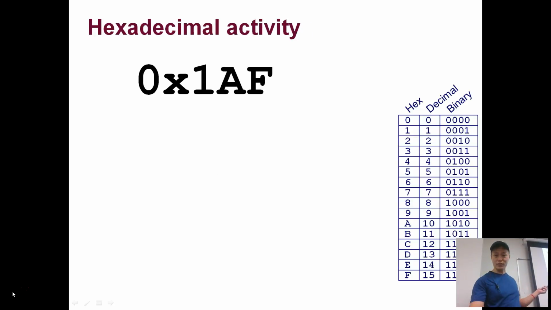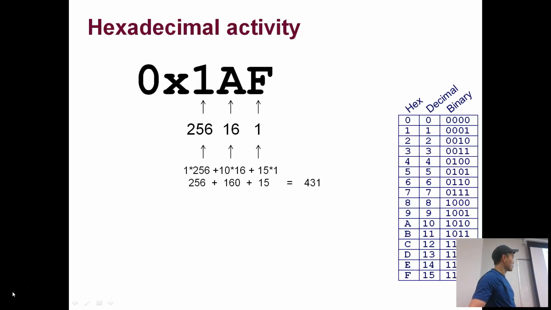This was supposed to be your activity, but we'll do it in reverse. So this one is 256, 16, and 1. So this is 1 times 256, 10 times 16, 15 times 1. You add that up and you get 431. All right, hexadecimal. So now you have binary, decimal, and hexadecimal.